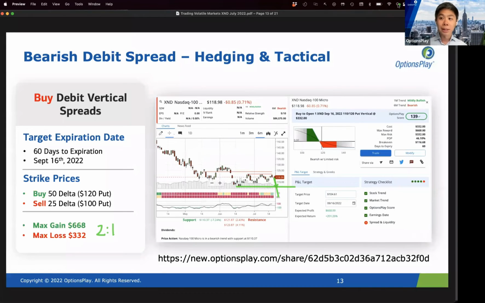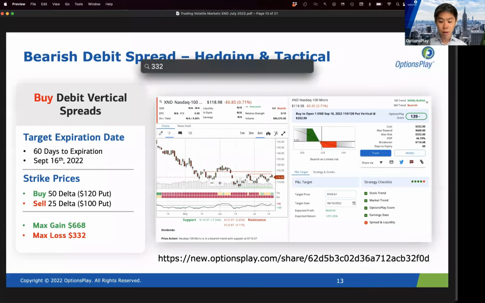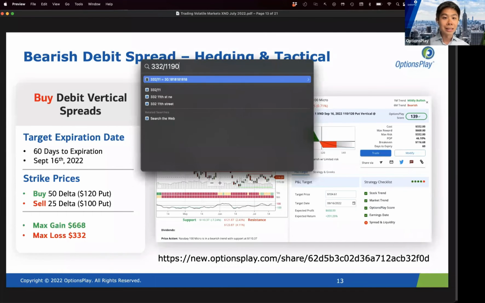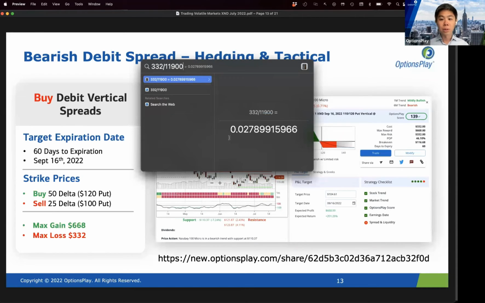and paying $332. And just to put that into context, $332 on a $119, or $11,900 contract, is roughly 2.7%. I'm paying 2.7% of the index value to take a bearish view here over the next 60 days. And if I'm right, I get paid double that amount on that move.